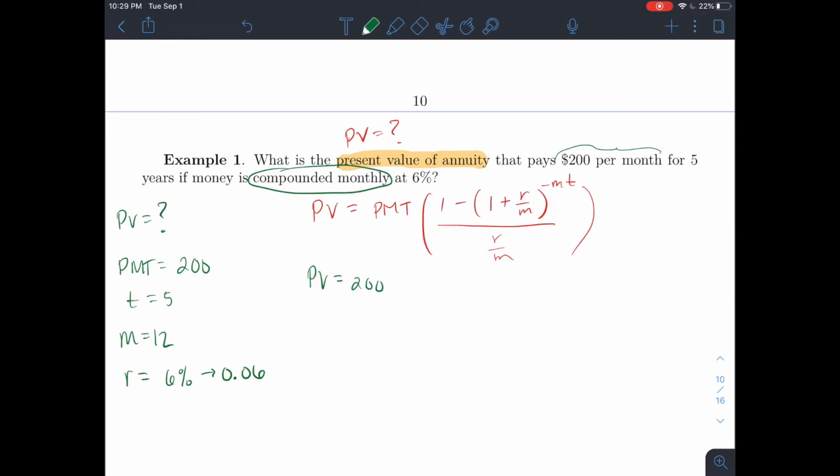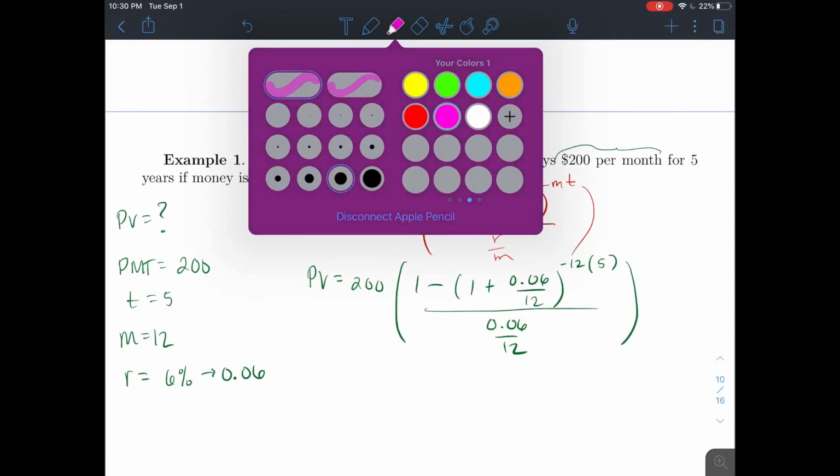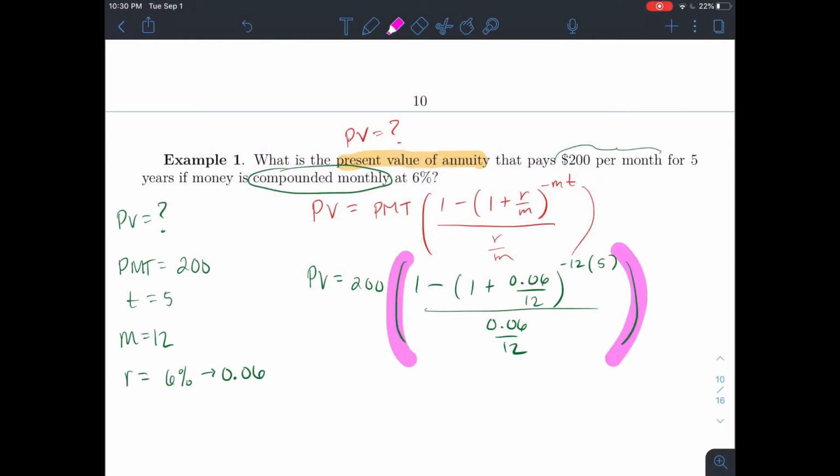Let's see what this reduces to. So we're going to have 1 minus 1 plus 0.06 over 12 raised to the negative 12 times 5 all over. And again, follow the order of operations. Even though this looks nasty, work with the most inner set of parentheses. So there's that set of parentheses, but there's one that's even further inside. So let's reduce those.